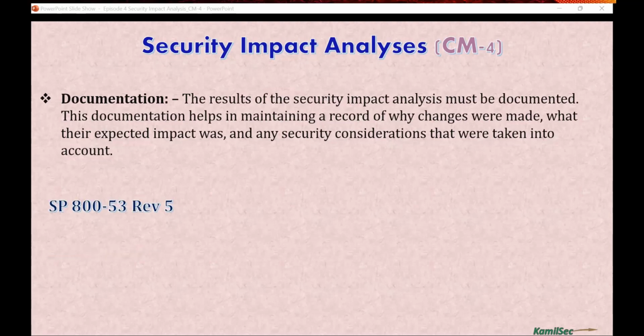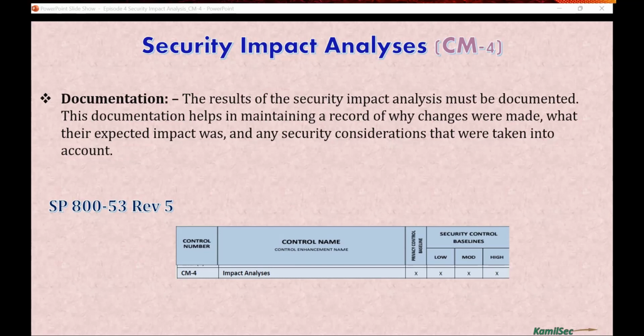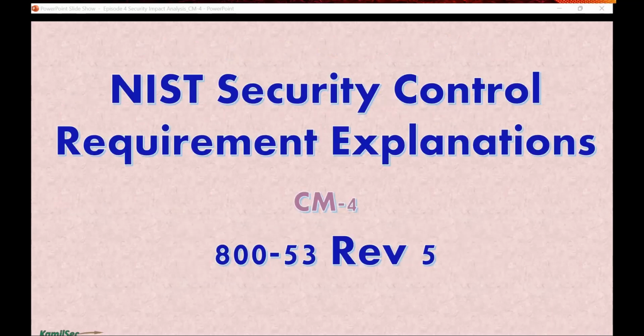Now, this control in 800-53 Rev 5 is selected for all three baselines, the low, moderate, and high, and also the privacy control baseline. So this control is one of the controls that are also considered a privacy control. Now, let's read the control requirement explanation for CM-4, the impact analysis in 800-53 Rev 5.